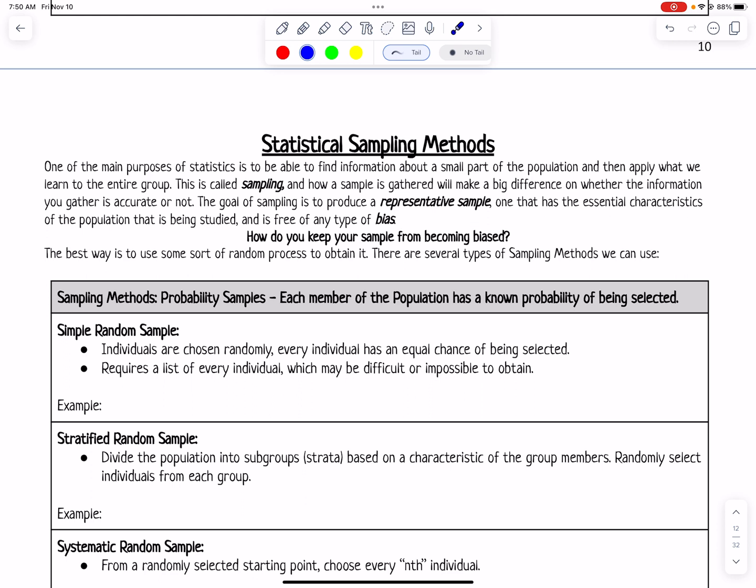How do you keep your sample from becoming biased? The best way is to use some sort of random process to obtain it. There are several types of sampling methods we can use. With probability samples, each member of the population has a known probability of being selected. Each member of the population should always have an equal chance of being chosen.